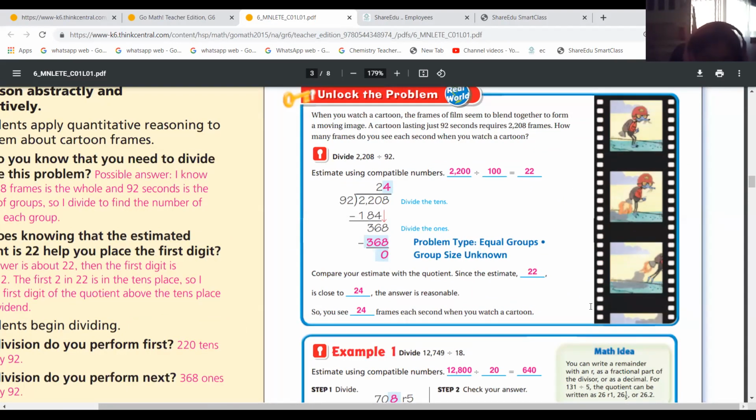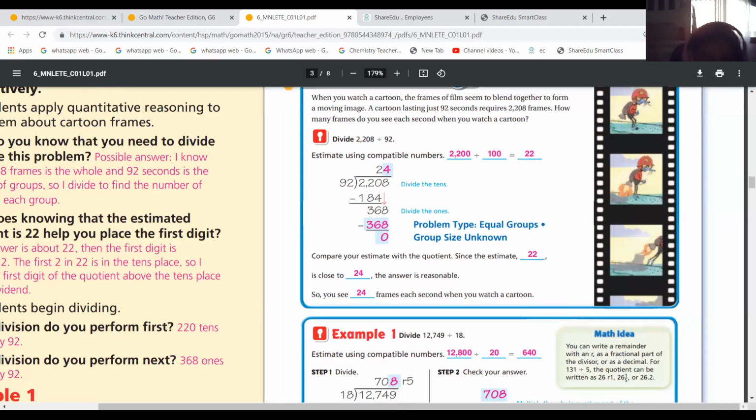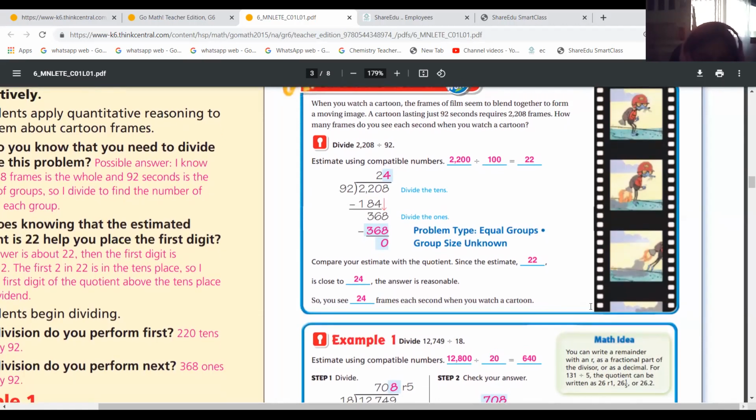Okay. Now, Miss, why is there 100, not 92? It's not, this is compatible numbers, dear. This is compatible numbers. This is estimation. You just take the nearby value. Like for 92, they took 100. And for 2208, they took 2200. Compatible numbers. But you need to actually do this. This is the main thing you need to do. I will even explain compatible numbers. I did that in the first class. And compare your estimate. It's 22, but your exact answer is 24. You have your answer, 24.